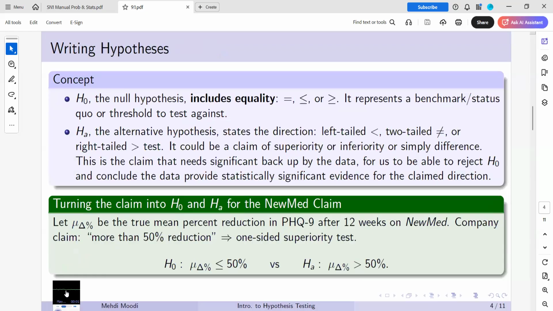Null gets equality. Alternative does not get equality. The phrase more than 50% puts the boundary at 50, so the alternative claim becomes true mean is greater than 50. That's a right-tailed test. If our sample mean is 50% or less, we have no reason to even consider this claim. However, if our sample mean is higher than 50%, then we ask, is this difference statistically significant? That would be a test of hypothesis.